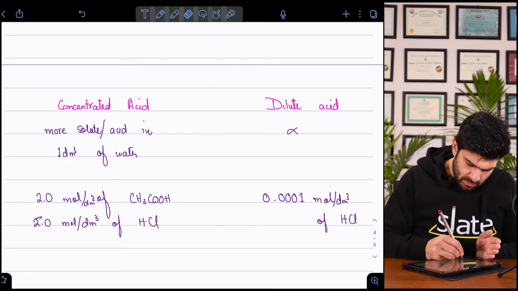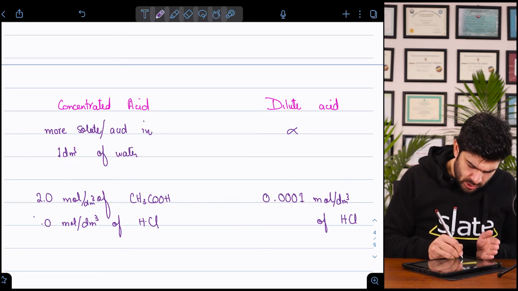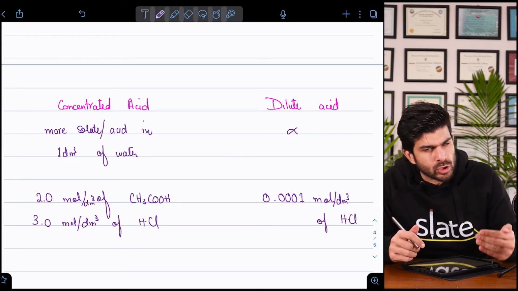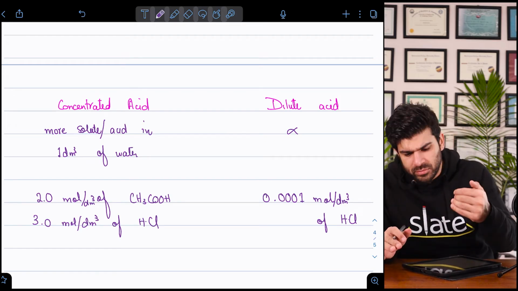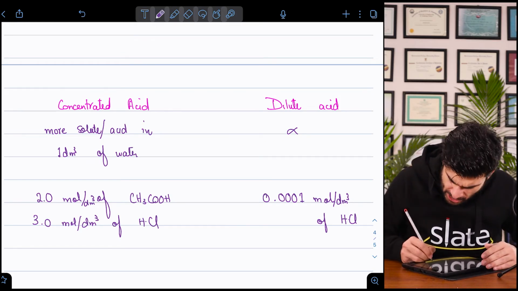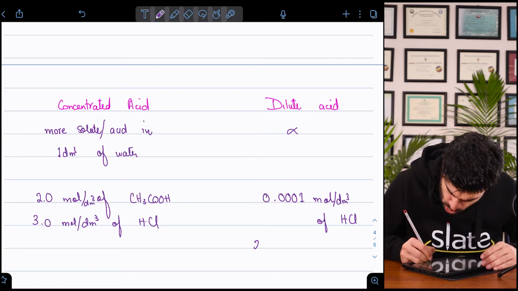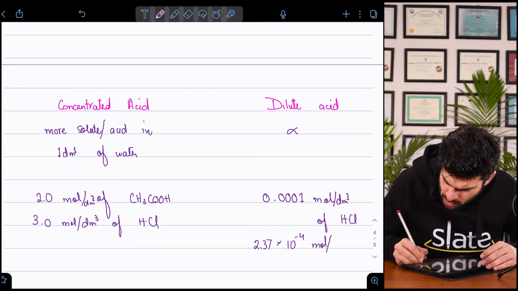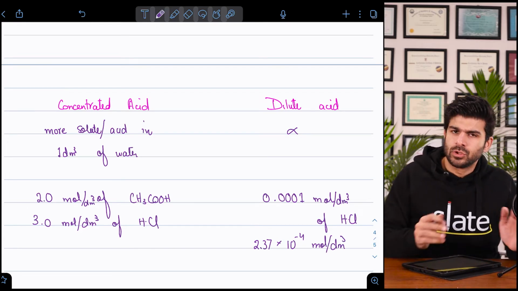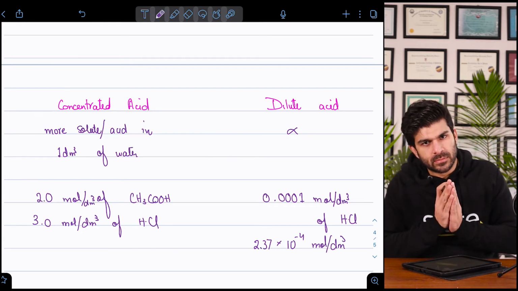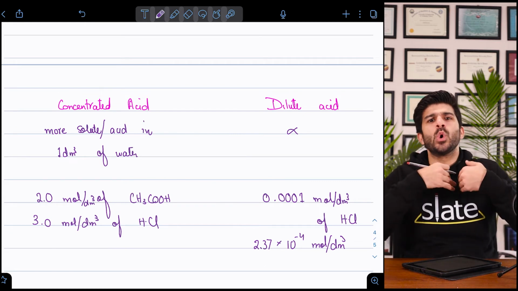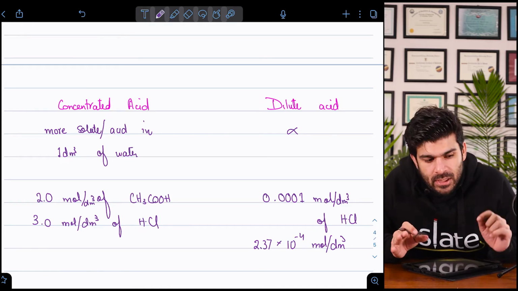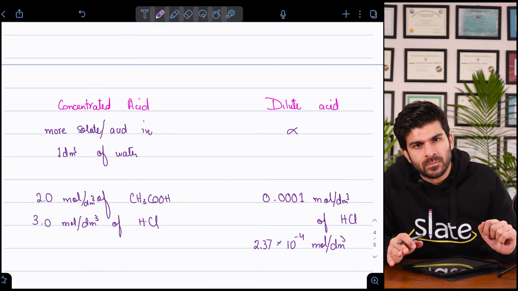Let's make it 3. So if you see a good number of concentration, that's a concentrated acid. If it's in a point form, such a small number, concentrations can be like this: 2.37 into 10 raised to power negative 4 mole per dm cube of whatever. So that's a dilute acid. So dilute acid is only because you add more water and less solute. That's it. It's not a quality, it's a quantity based model.